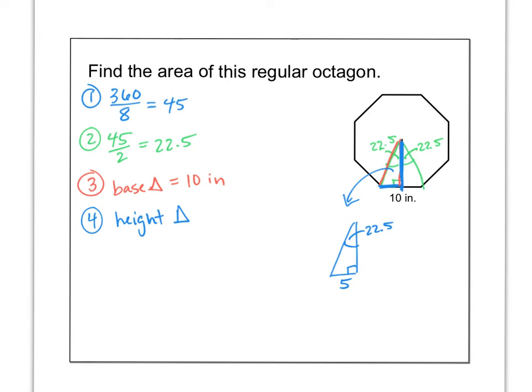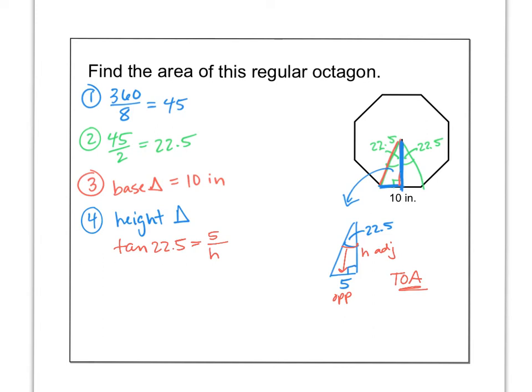Next, I'm going to use SOHCAHTOA. So if I look at the angle that I'm given, I'm given this angle right here. The 5 is opposite of that. The height that I'm trying to find is over here, and that is adjacent to my angle. It's right next to the angle. Opposite and adjacent is going to be part of TOA. So I'm going to use tangent 22.5 equals 5 over h.